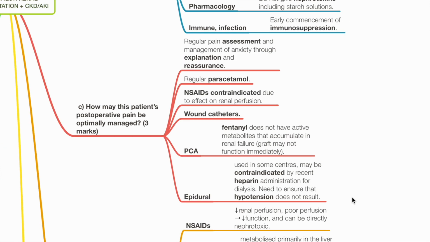C. How may this patient's postoperative pain be optimally managed? Regular pain assessment and management of anxiety through explanation and reassurance. Regular paracetamol. NSAIDs are contraindicated. Wound catheters and LA infusion may be considered. PCA fentanyl is suitable as fentanyl does not have active metabolites that are excreted via the kidneys. Epidural analgesia is used in some centers, but this may be contraindicated by recent heparin administration for dialysis. There is a need to ensure that hypotension via epidural analgesia does not result.